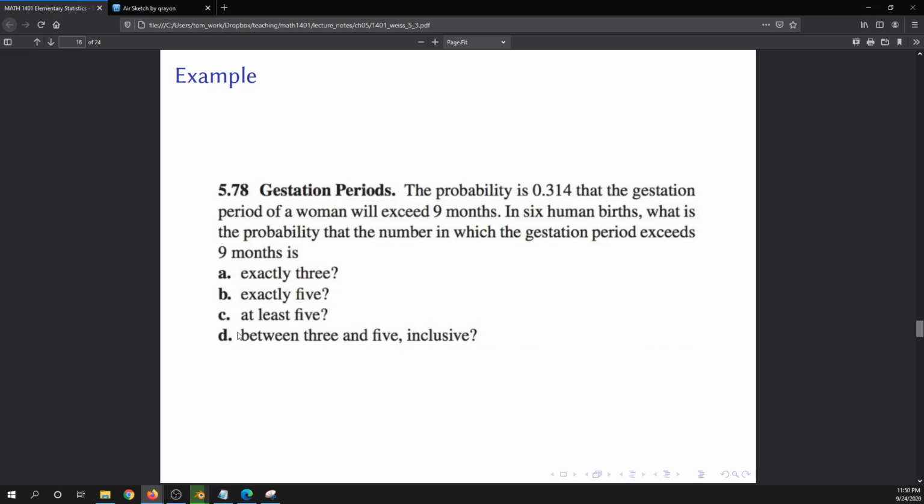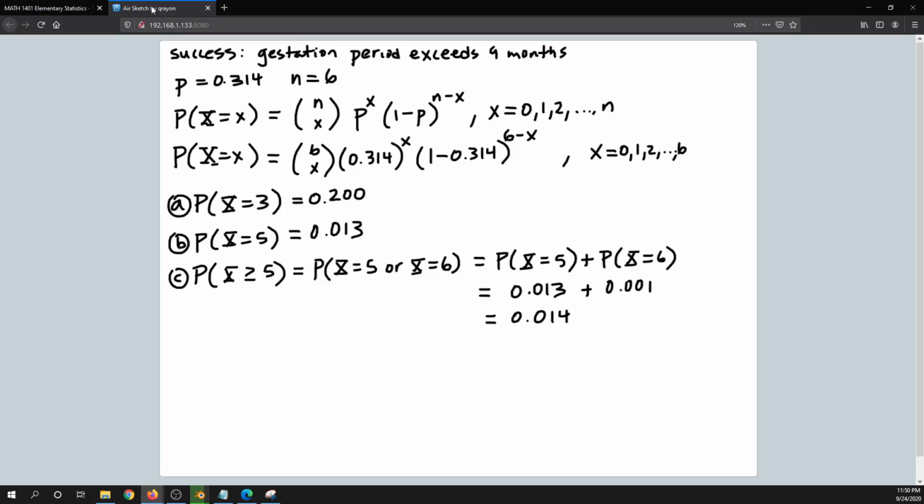All right, part D, it says, what's the probability that it's between 3 and 5 inclusive? Between 3 and 5 inclusive would be written like this: what's the probability that x is between 3 and 5? Inclusive means that you should include the 3 and the 5 together. So you would do this exactly the same way as here. That's going to be the probability that x is equal to 3, or x is equal to 4, or x is equal to 5.